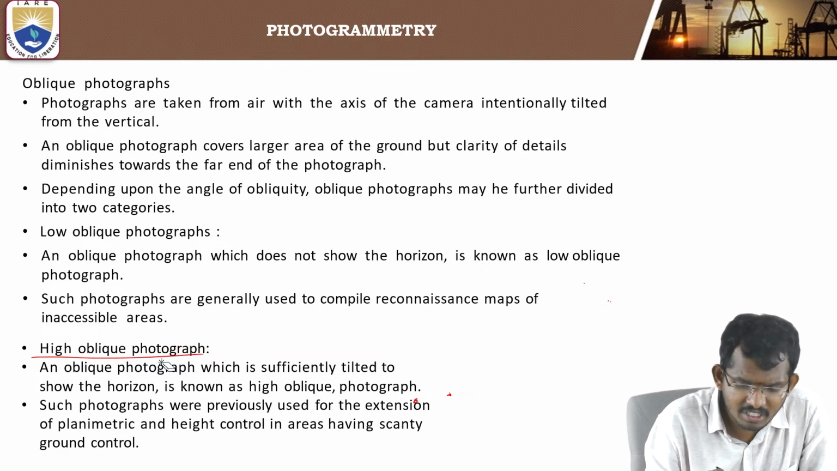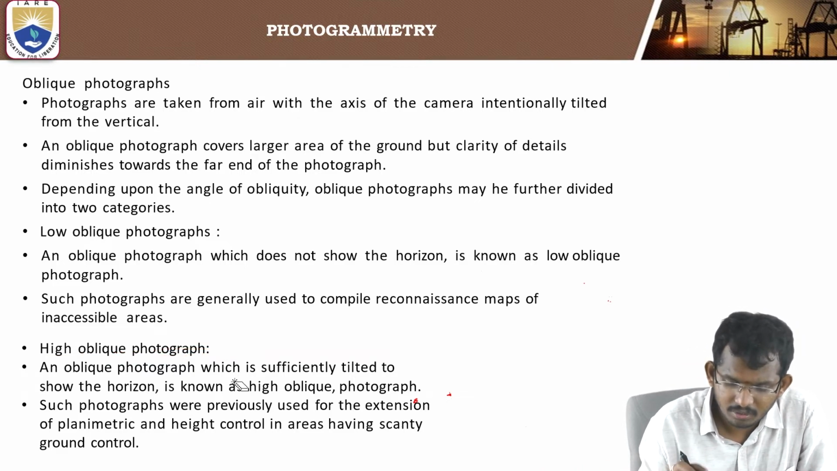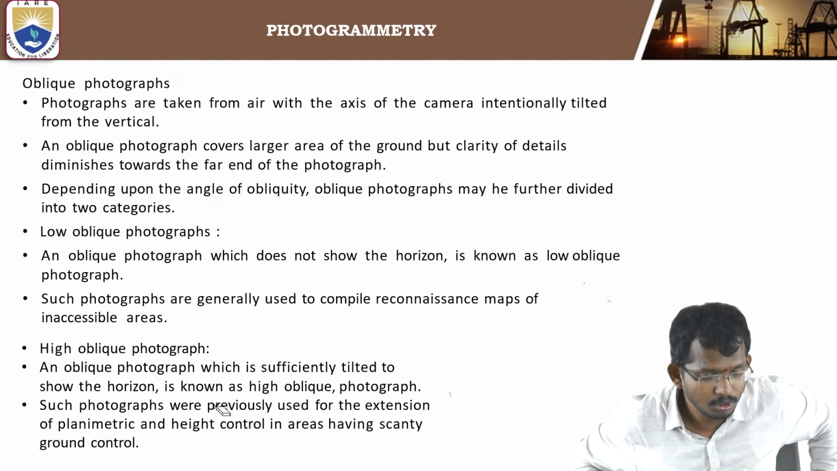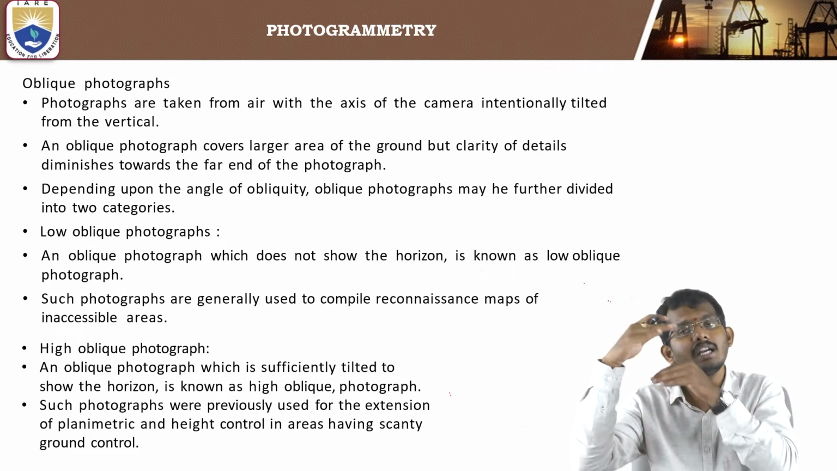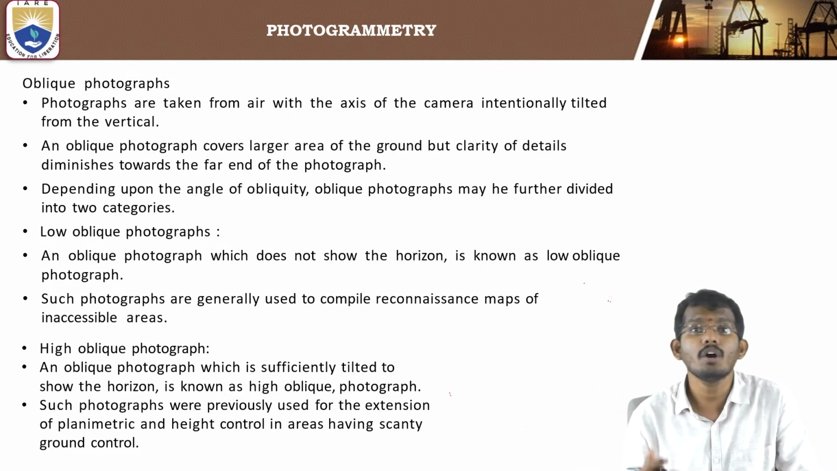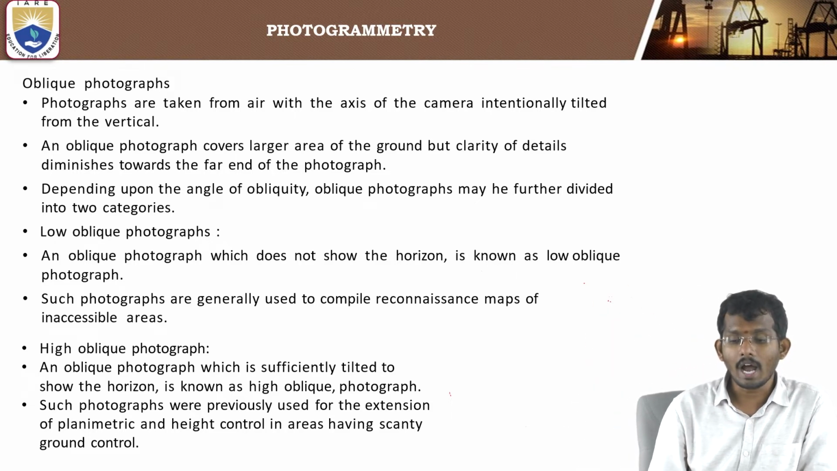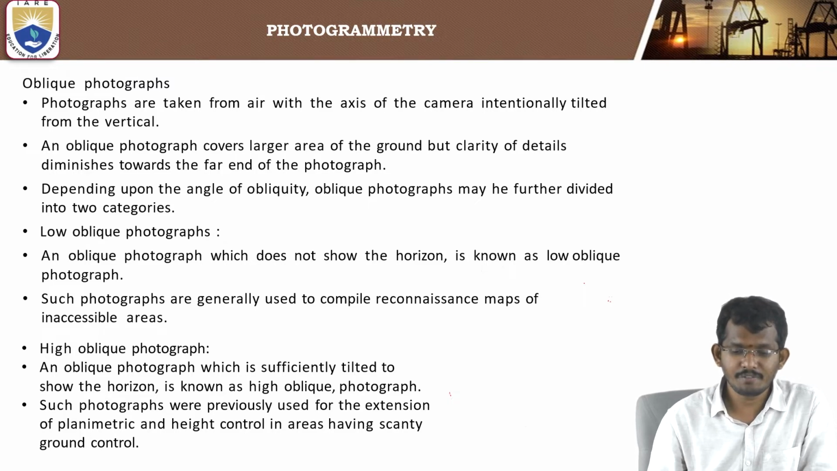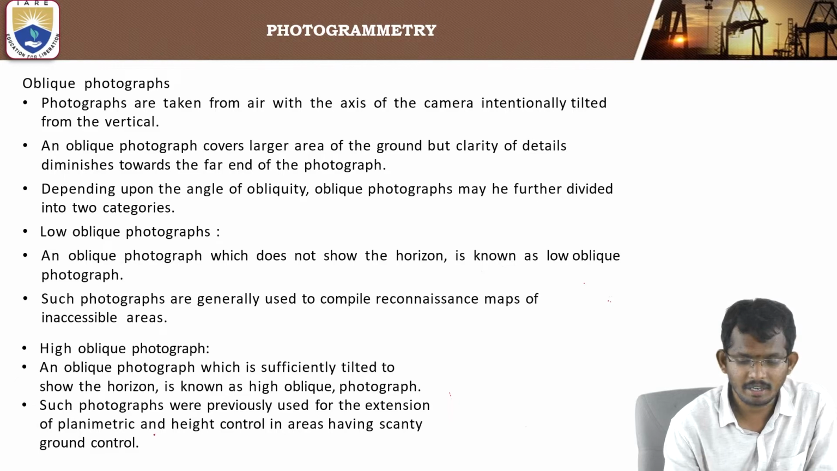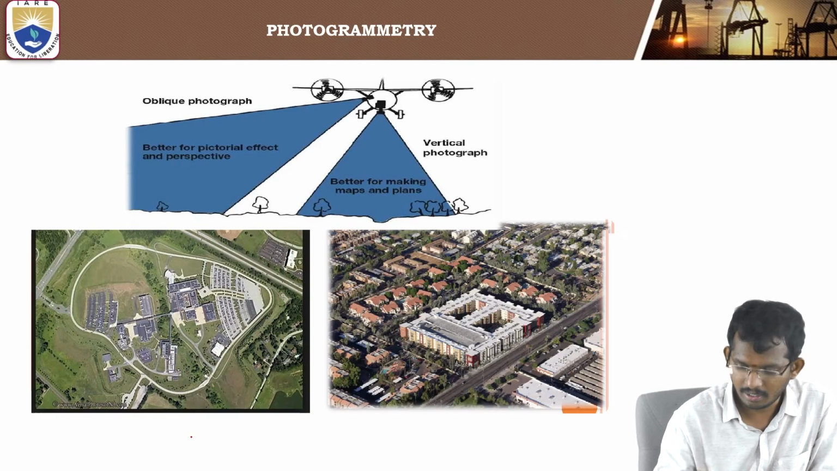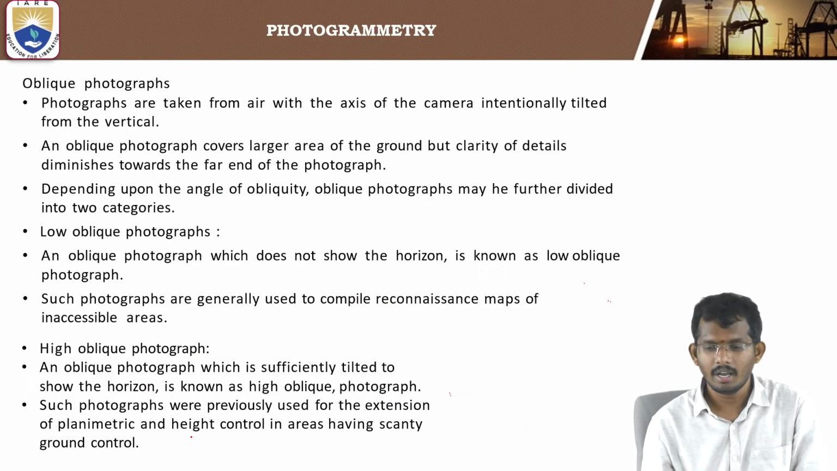A photograph which is sufficiently tilted to show the horizon, meaning we can see the sky and earth touching each other, so that you can see the horizon also, is known as a high oblique photograph. Such photographs were previously used for the extension of planimetric and height control in areas having scanty ground control. I'll show you images for this.